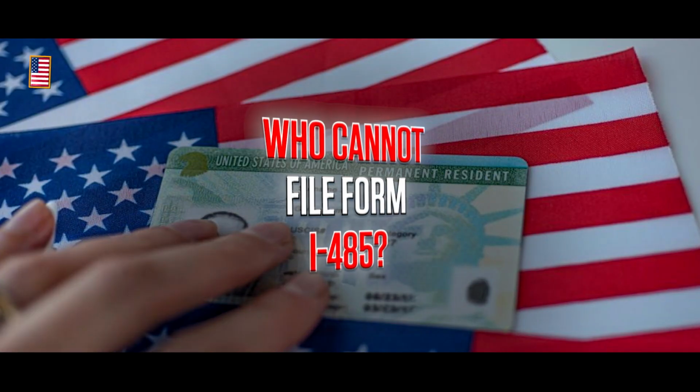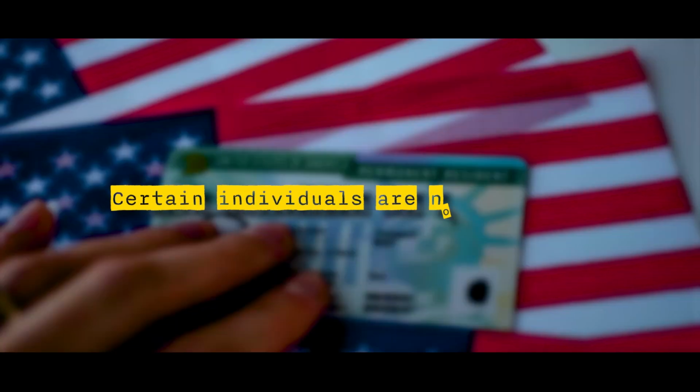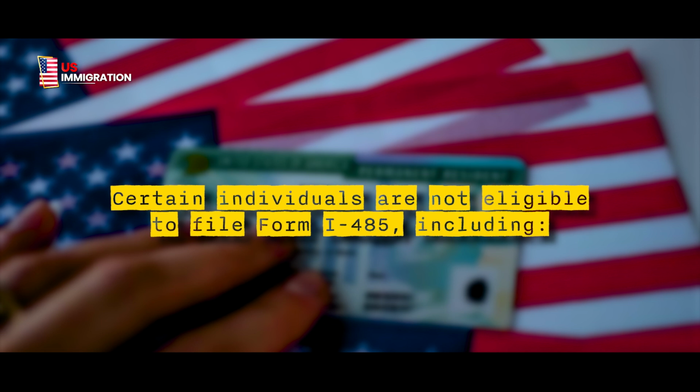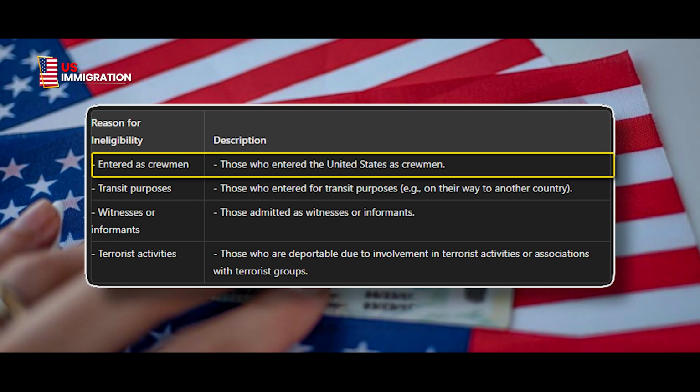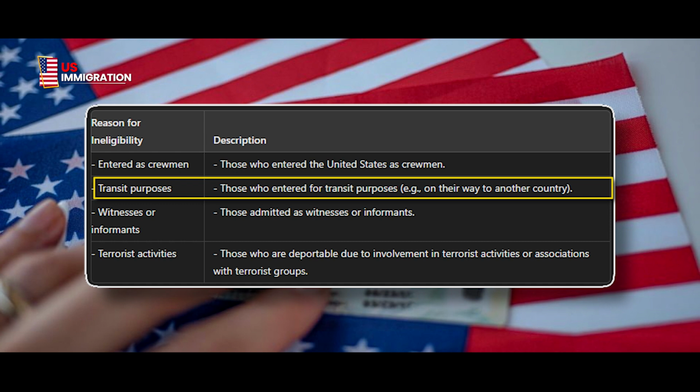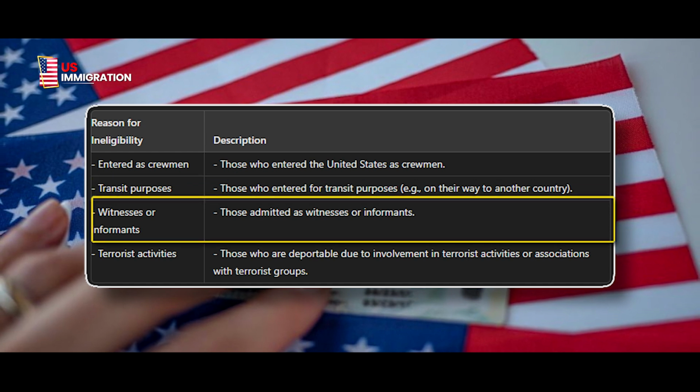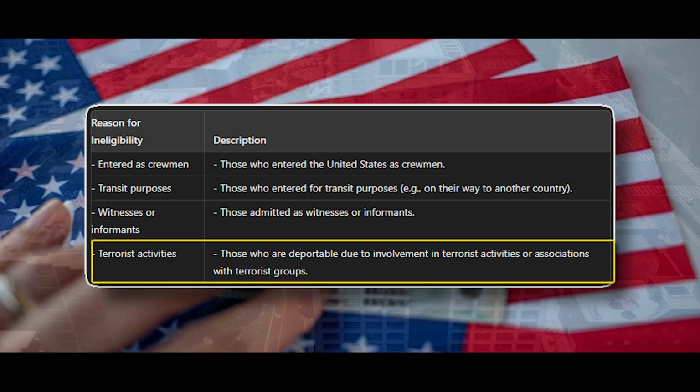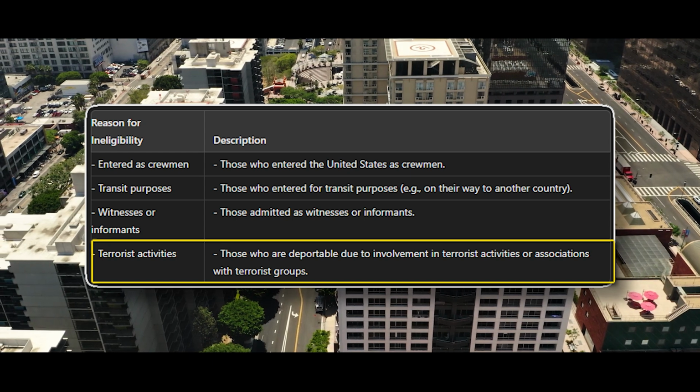Who cannot file Form I-485? Certain individuals are not eligible to file Form I-485, including those who entered the United States as crewmen, those who entered for transit purposes, e.g., on their way to another country, those admitted as witnesses or informants, and those who are deportable due to involvement in terrorist activities or associations with terrorist groups.